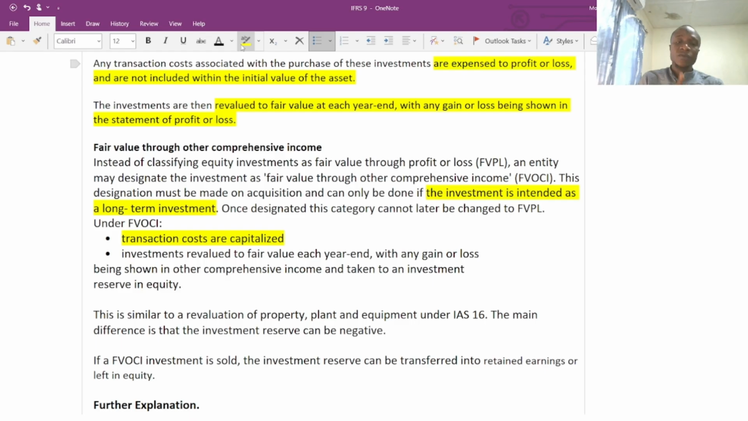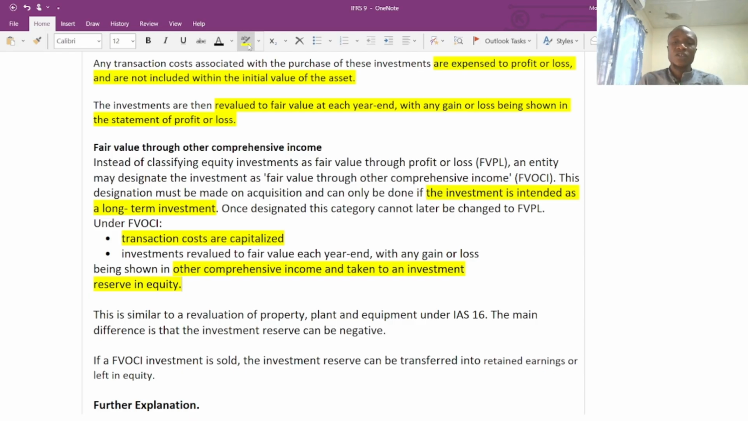Note the distinction. Investments are revalued to fair value each year end with the gain or loss being shown in the other comprehensive income and taken to the investment reserve. Very important concept. For the revaluation gain, we are going to show it as other comprehensive income and investment reserve, not in the profit or loss account. So basically, these are the distinctions between the fair value to profit and loss and the fair value to other comprehensive income.